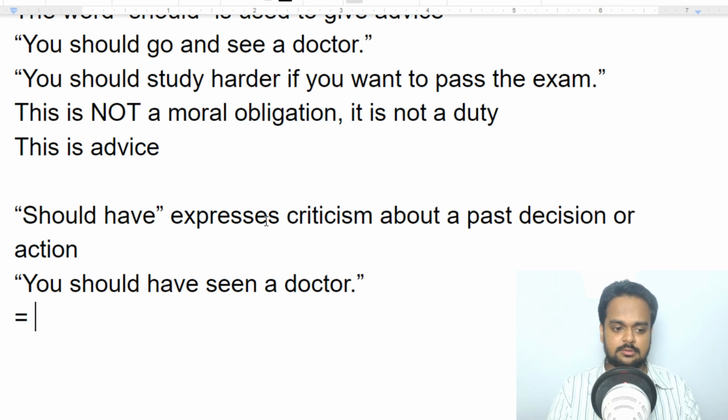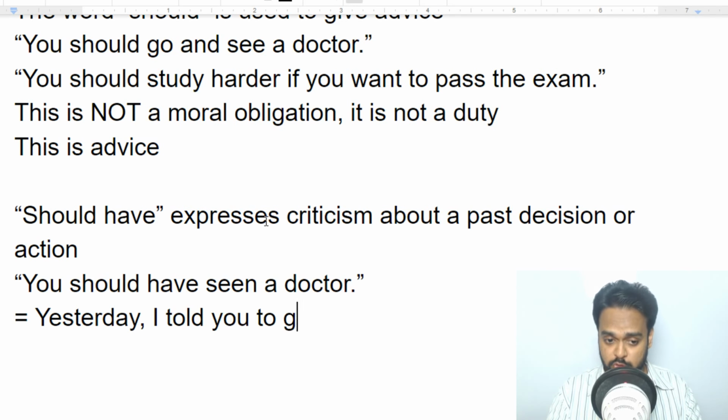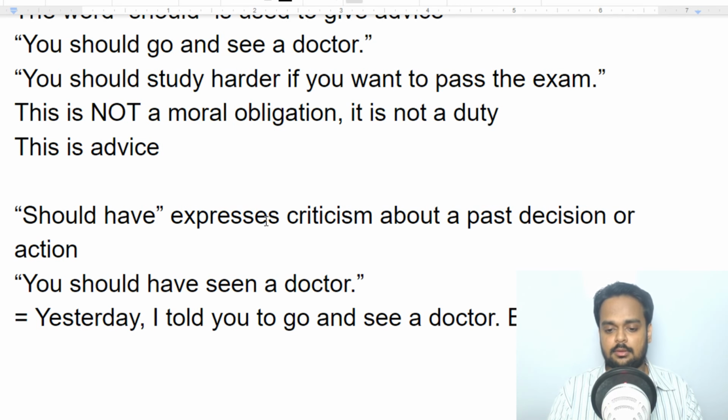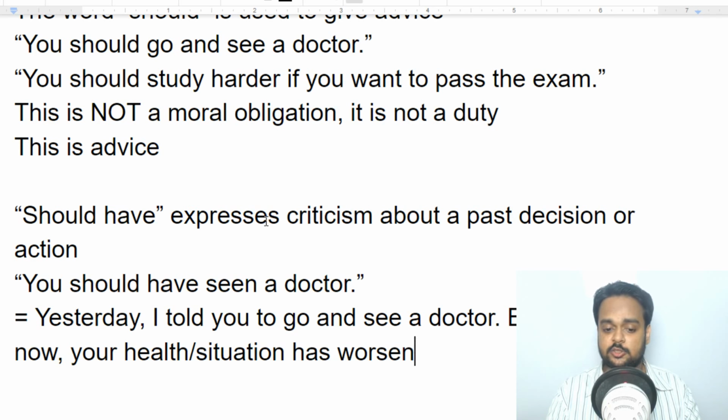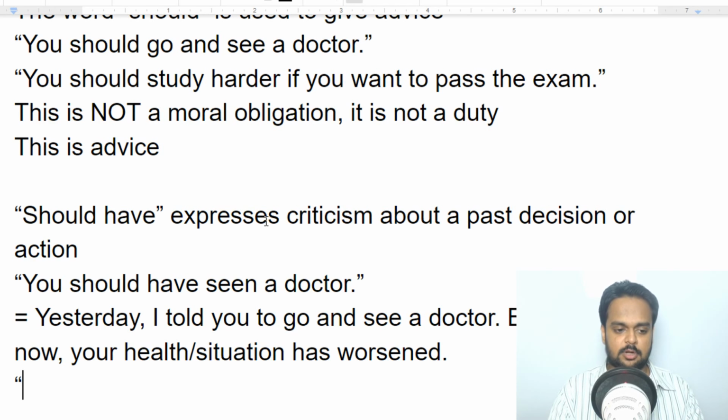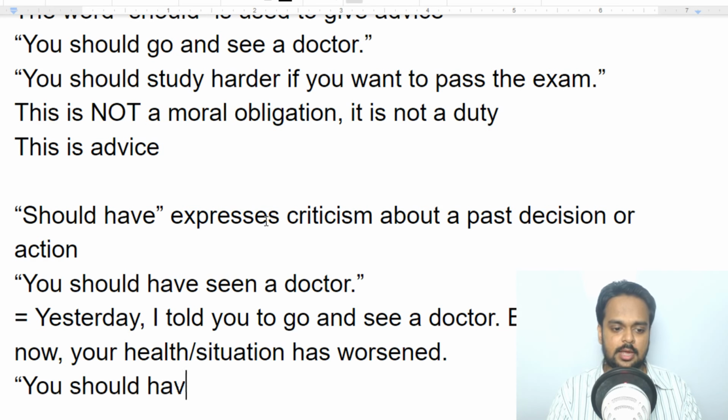That means yesterday I told you to go and see a doctor, but you didn't. So now your health or your situation has worsened. It has become worse. So you're criticizing my decision to not go and see a doctor yesterday. Similarly, you should have studied harder.